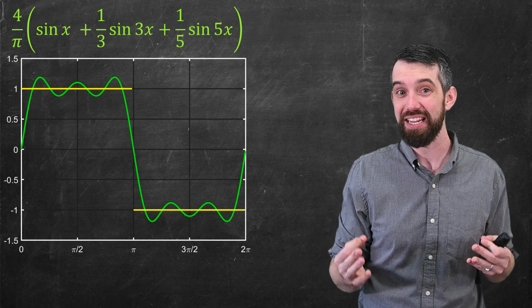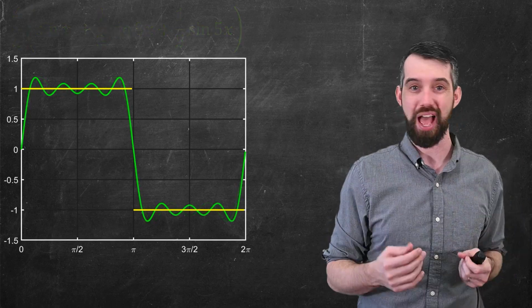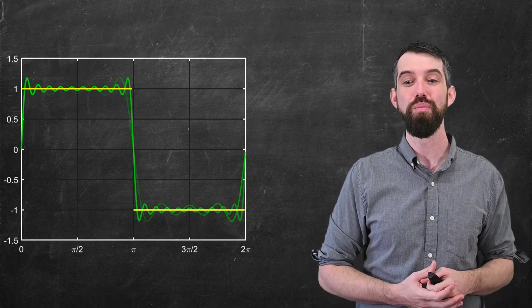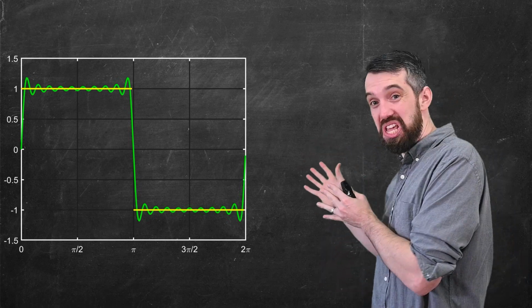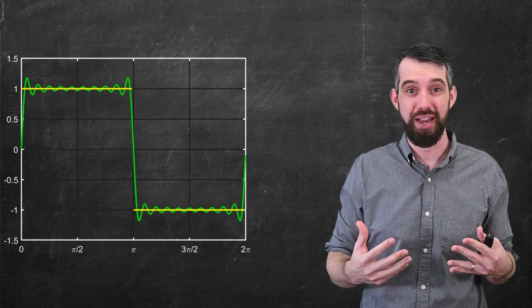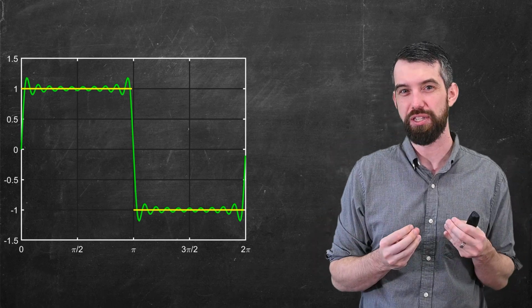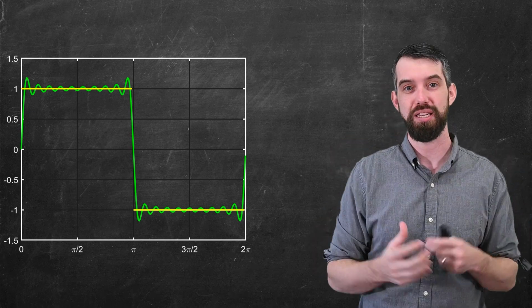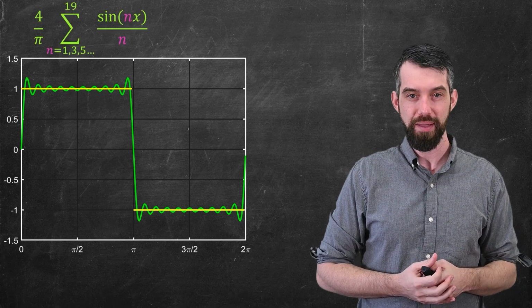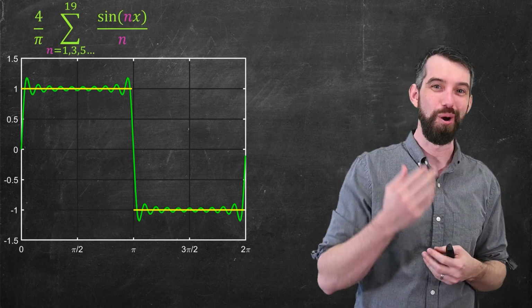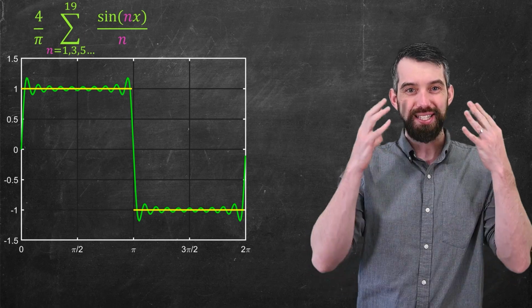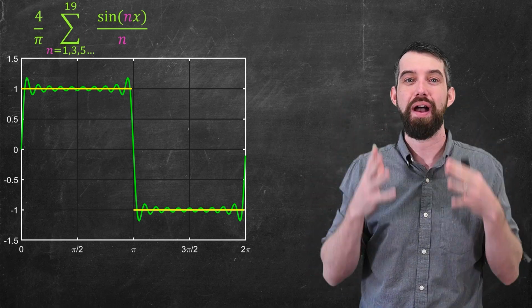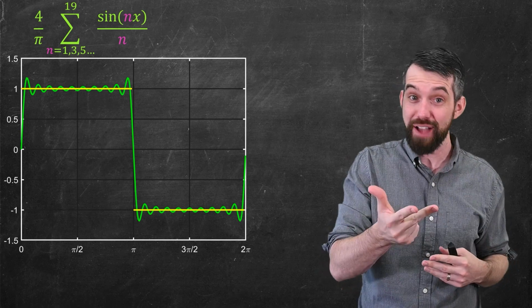I'm going to keep on adding sine terms together like this. I could add a few more, or I could add a few more again. And what this now is looking like is pretty good. This is a pretty good continuous approximation to the original discontinuous function. This, by the way, is the sum, well, there's a 4 over pi out the front. Again, we're going to ignore that for now. But it's a sum of sine nx divided by n, where n is 1, 3, 5, all the odd numbers.